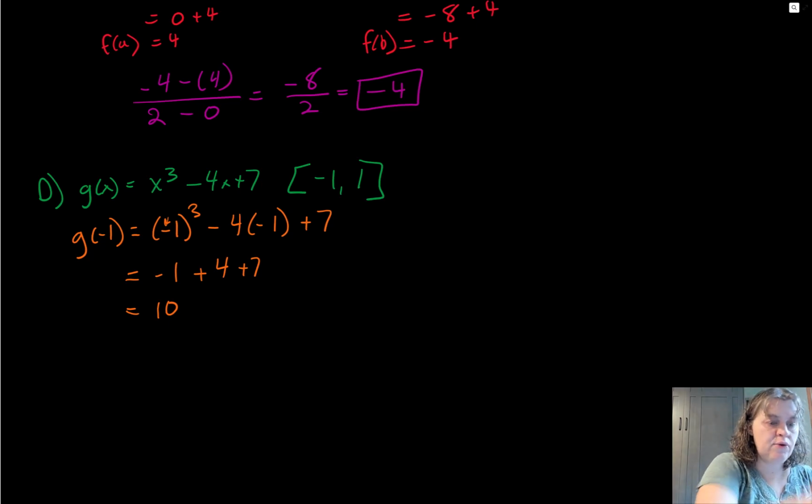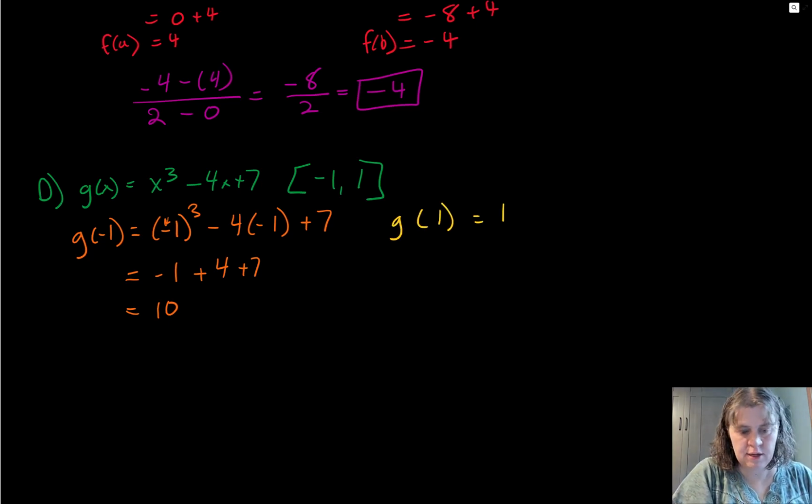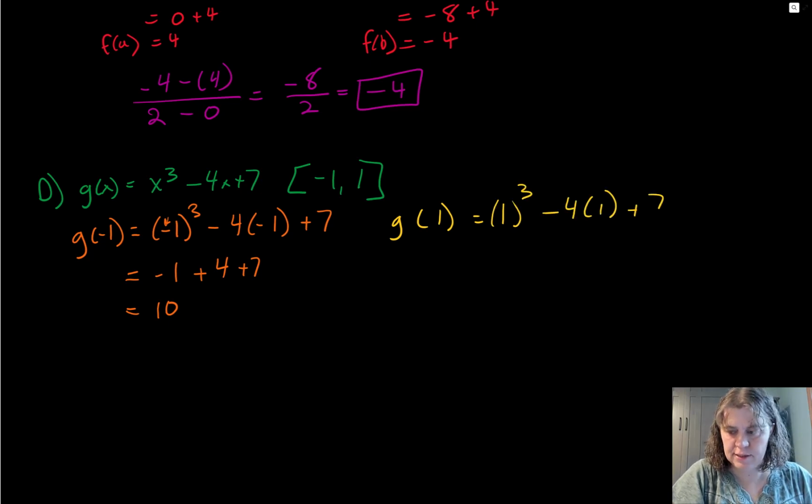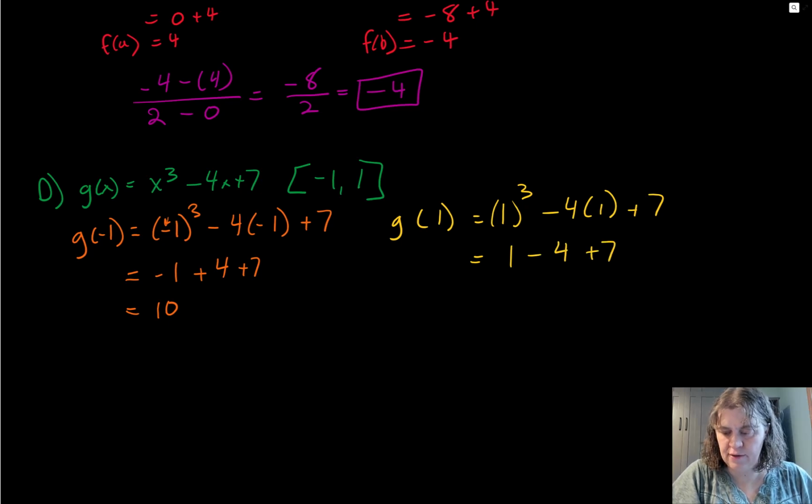And then if I go over and I do g of positive 1, it's going to be 1 cubed minus 4 times 1 plus 7. 1 minus 4 plus 7, that'd be 8 minus 4, which is 4. Okay, so I plugged in a positive number and a negative. The positive and negative of the same number did not get the same output, or even the opposite. So this is not an even or an odd function. All right.